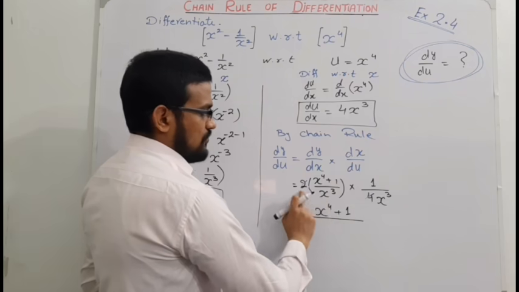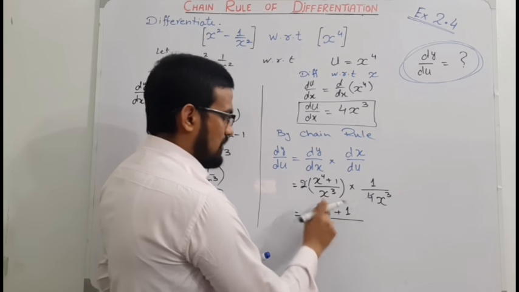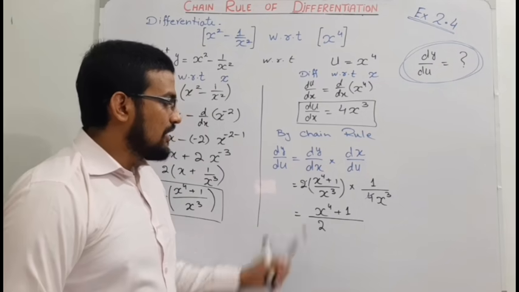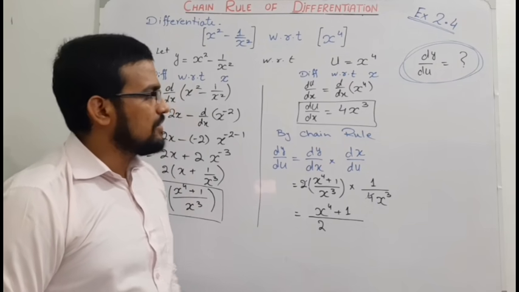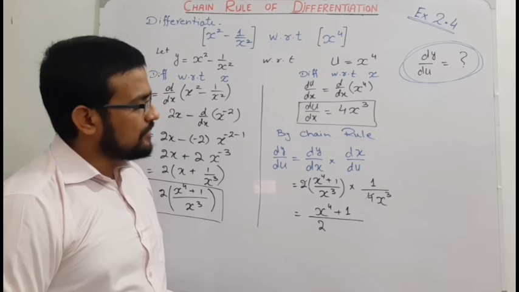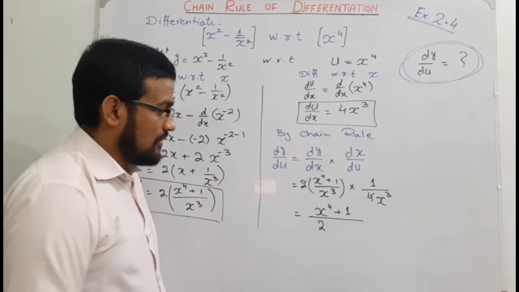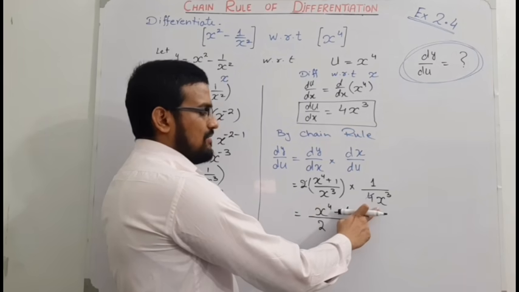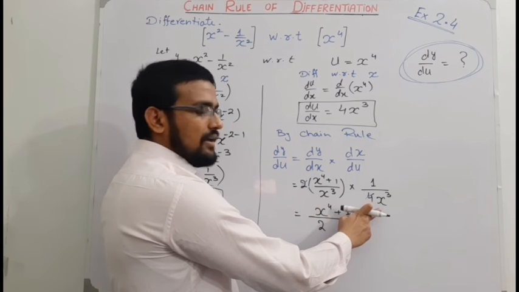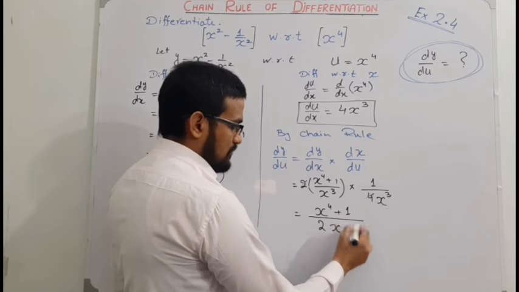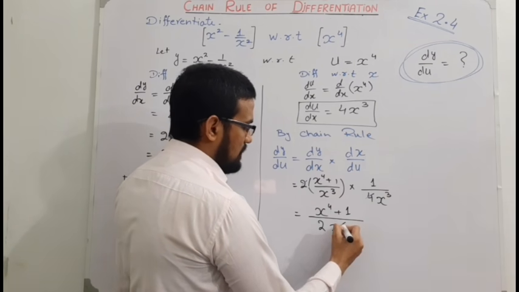Then 2 is left, and x³ multiply with each other. The bases are the same, so the x terms cancel with each other. But when bases are the same and we multiply, the powers are added, so 3 plus 3 becomes 6.